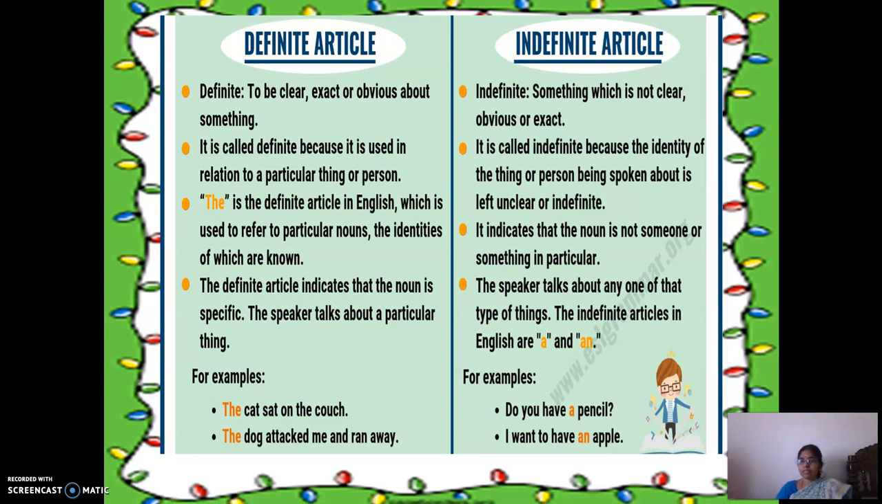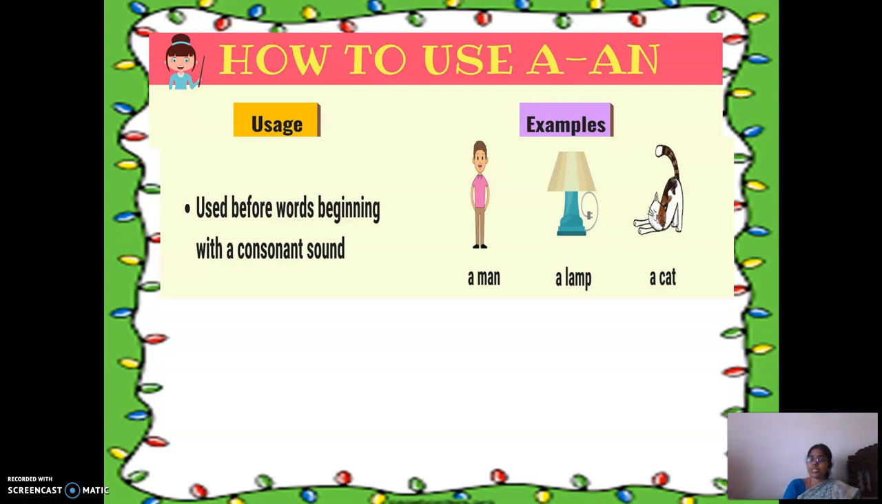Do you have a pencil? I want to have an apple. So a pencil, an apple. These are all examples of indefinite article. How to use a or an. Okay, so where to use, when to use, all these, how to use. First usage is used before the words beginning with the consonant sound. See children, consonant sound, not the consonant letters, consonant sound.